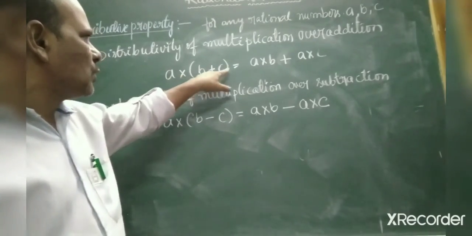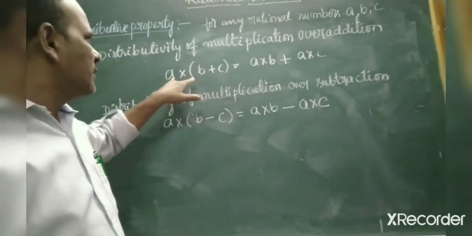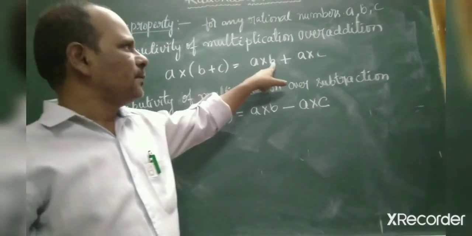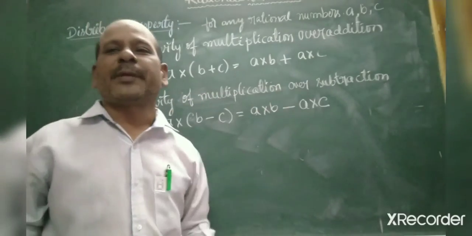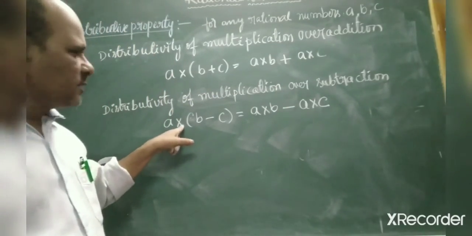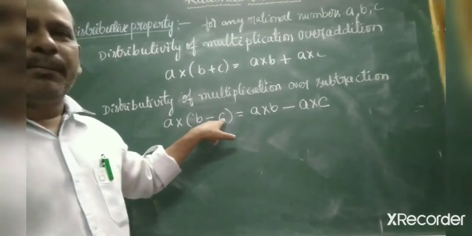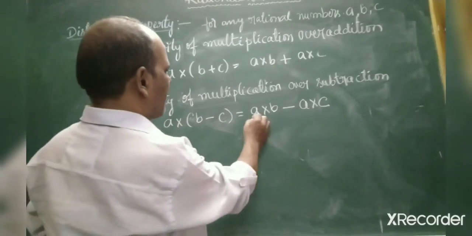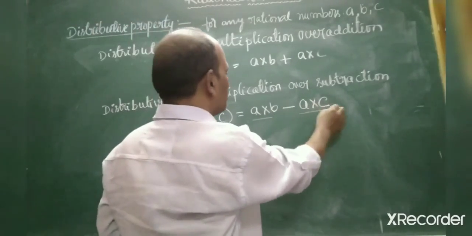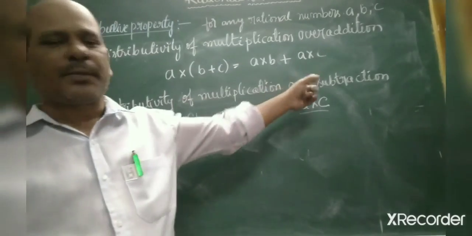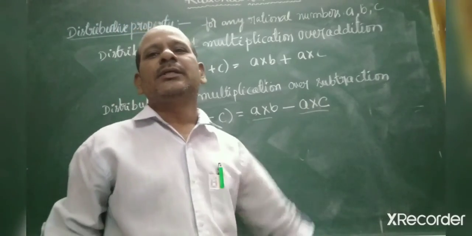A into (B plus C) is equal to A into B plus A into C. A is distributed between B and C, so that A into B and A into C. Okay. Now, distributivity of multiplication over subtraction. A into (B minus C) is equal to A into B minus A into C. Here A is distributed between B and C.